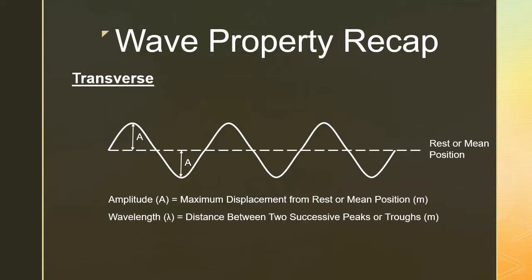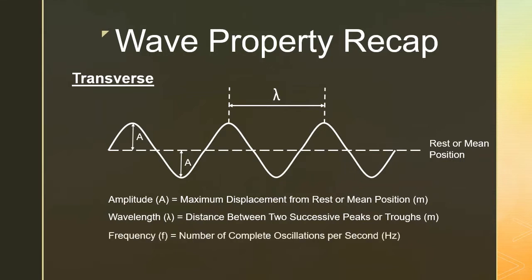The next term we need to be familiar with is the wavelength. So the wavelength is the distance between two successive peaks or troughs. And so that's indicated here by these dashed lines. We use the symbol lambda to denote wavelength. Also worth noting that both amplitude and wavelength are measured in meters.